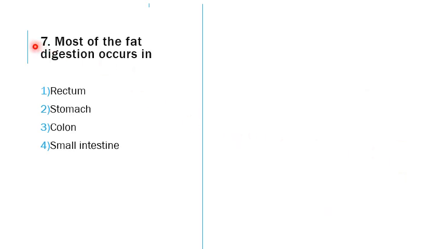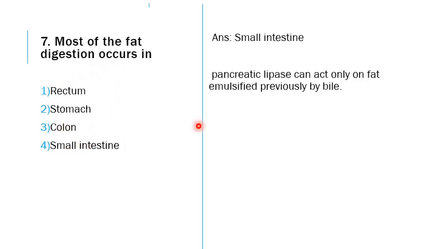Seventh question is, most of the fat digestion occurs in. The options are rectum, stomach, colon and small intestine. If we see, for fat digestion, we need the secretion from the liver first. So where the liver joins, it is the small intestine. So the answer will be the small intestine.